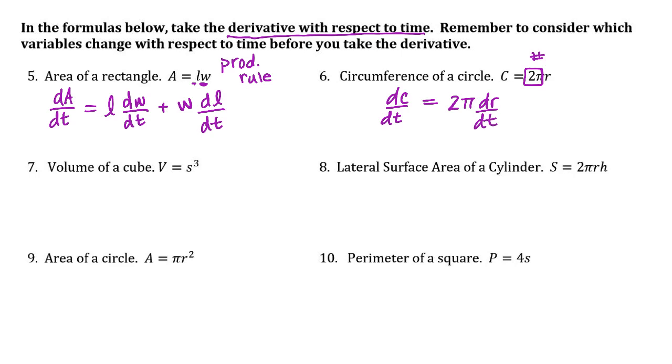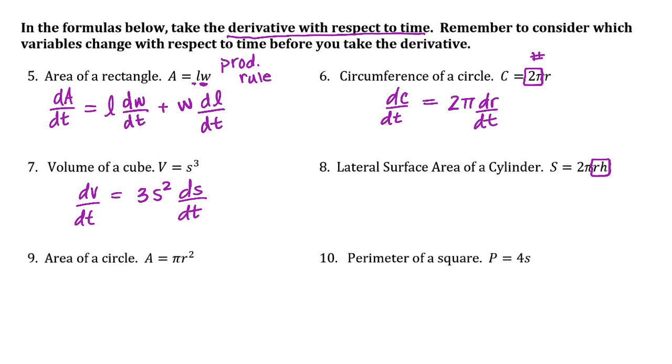All right, moving on to the next one, we're looking at the volume of a cube. If we take the derivative with respect to time, we have dV dt equals 3s squared ds dt. Okay, moving on to the next one. This one we do have the product rule inside here. Notice 2 pi is just a number, times r times h.